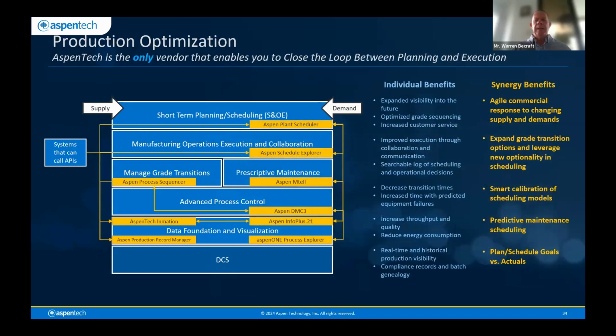We can also integrate the scheduling tool down to other layers of the technologies, going all the way down to the data foundation sitting on top of the DCS, through advanced process control, grade transition management, recipe management, prescriptive maintenance, and then finally operations, execution, and collaboration. And by synergistically linking all of these capabilities, we can generate additional benefits that's just not possible through scheduling in an Excel spreadsheet.